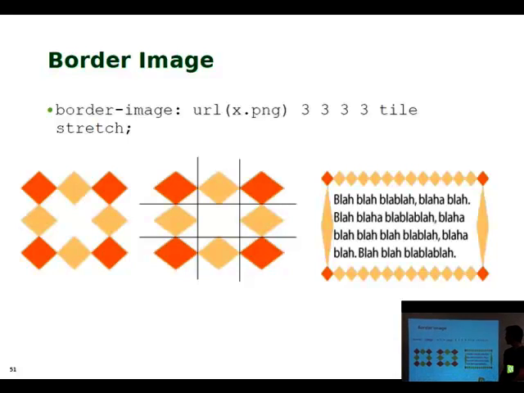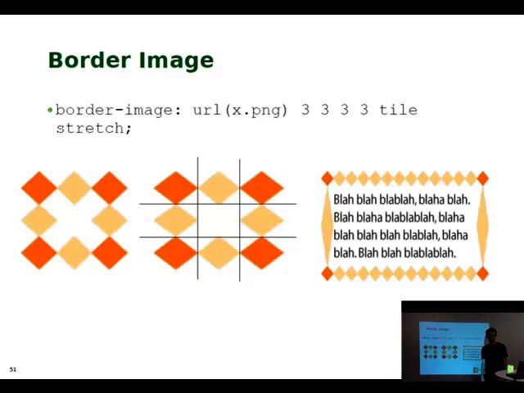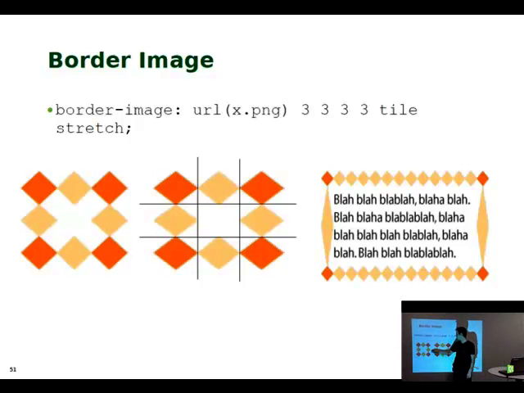Border image is another useful feature. So basically, if you set this image as border image, it's like it's split in 9 parts. The corners, the edges, and the center.